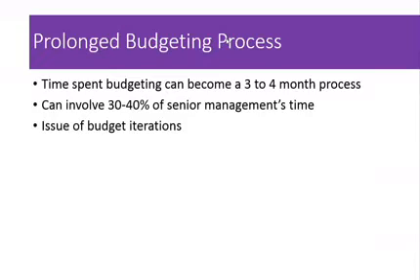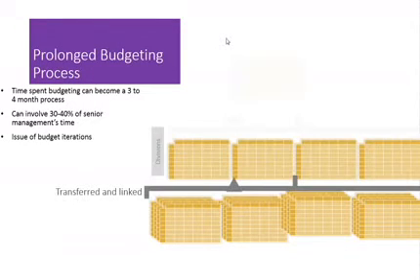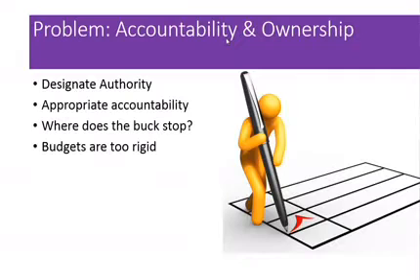So much time is spent on the budgeting process that it becomes irrelevant after the time it has been prepared. This is not in line with the current business environment, where decisions need to be made quickly on the most relevant information available. And as you can see, the time spent budgeting can become a 3 to 4 month process and involve 30 to 40% of senior management's time. And that is largely down to the issue of budget iterations. It is the process whereby accounts are transferred and linked across spreadsheets, consolidated, and put into company reports as such. And this is a very inefficient process.